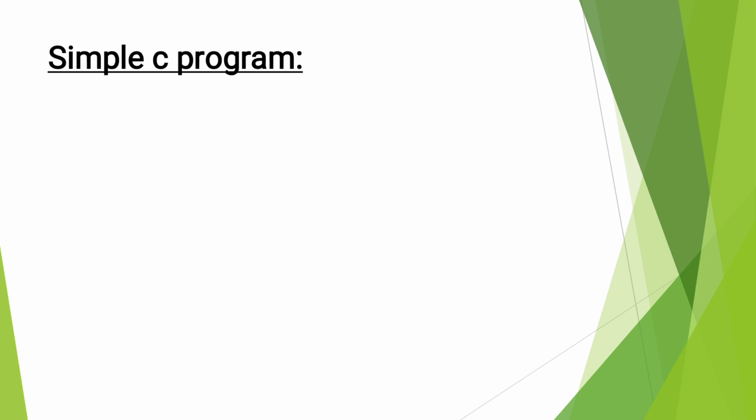So let us see a simple C program. See, this line is the comment line. This is the documentation section. Here our comment is: program to print a line of text. So now we are going to write a program that prints only one line of text on the screen.